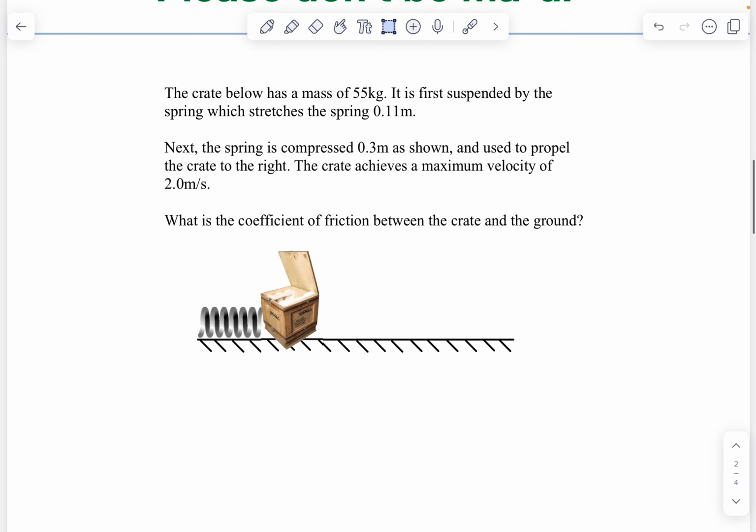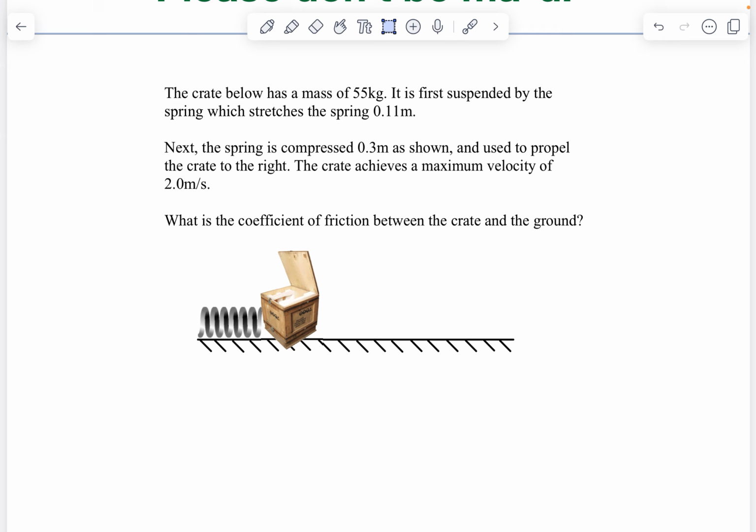Alright, so here we go. We've got a crate. It's got a mass of 55 kilograms. It's suspended, which stretches the spring 0.11 meters. Next, the spring is compressed 0.3 meters as shown, used to propel the crate to the right. The crate achieves a max velocity of 2 meters per second. What's the coefficient of friction between the crate and the ground?